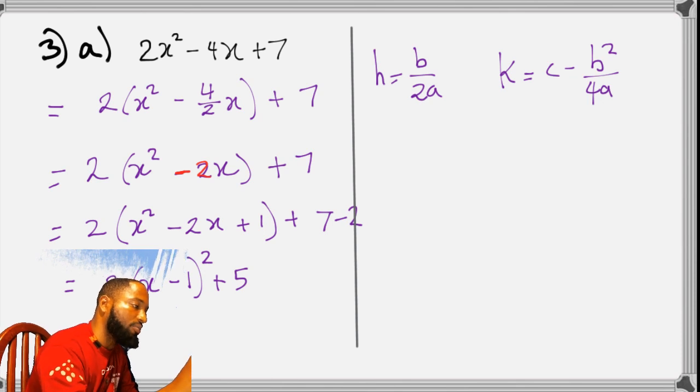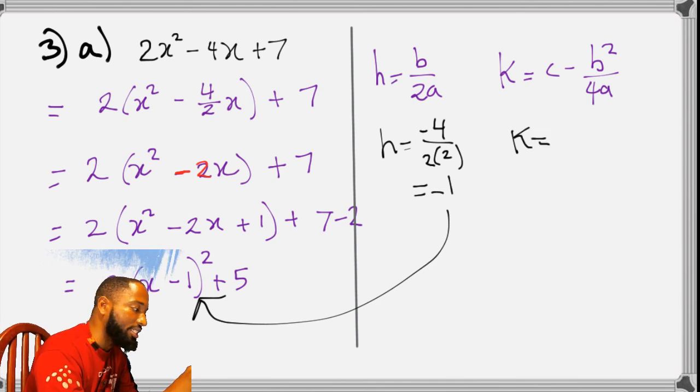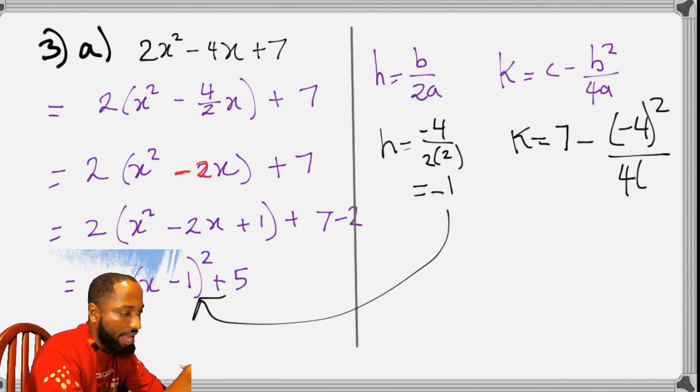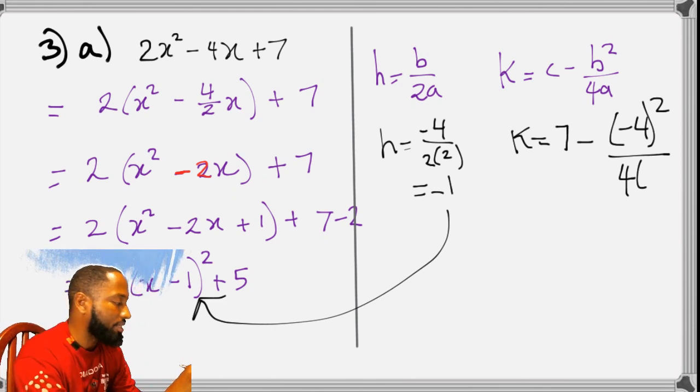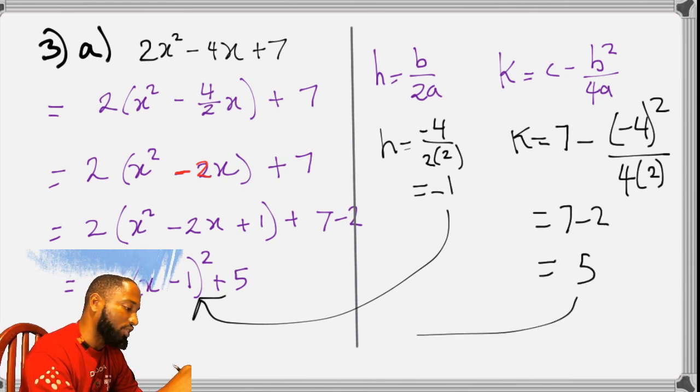So we go ahead and what that would be, h is equal to b over 2a, negative 4 over 2 by 2 is negative 1. You already see that it's going to end up there. And k is going to be equal to c. C is 7, take away b squared, negative 4 squared, so that's 16 over 4 by, what would I put here? A. So this is 16 over 8, so that's 2. So this is going to be 7 minus 2, which is 5, which goes there.